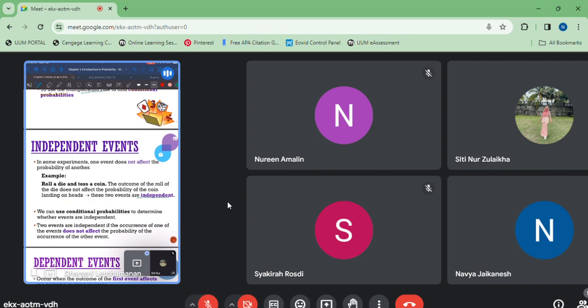Like when you roll a dice and toss a coin. When you roll a dice and you get 6, this doesn't determine what you'll get for the coin. Like, if I roll 6, confirm I'll get a head? No, right? So it's independent.